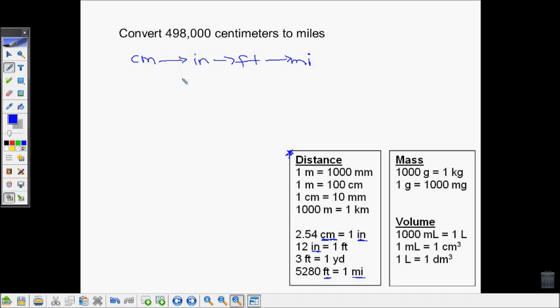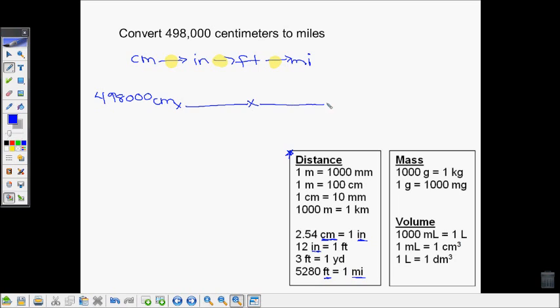There is more than one way to do this, but this is just one way that we can do it using the equalities that we have. So the first thing you want to do is to write down the number that you are given with its unit. The number I was asked to start with was 498,000 centimeters. Then you can count the number of steps that it's going to take to get there. 1, 2, 3 steps. So I'm going to write out 3 multiplication signs in a fraction bar.